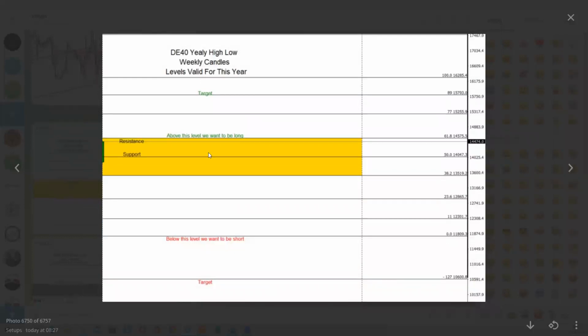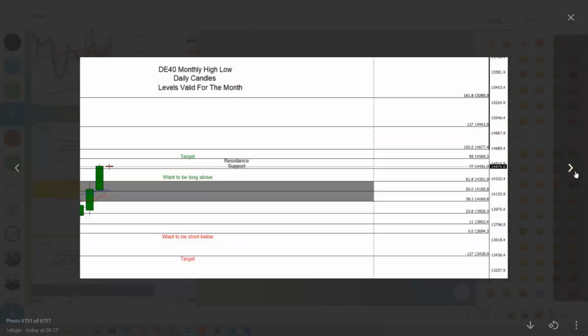The DAX yearly high-low currently between levels of 50 and 61.8. Direct trend is up, 8 is above 21, above 50. So with that, we want to push above the 61.8 level to aim for that 89 target.